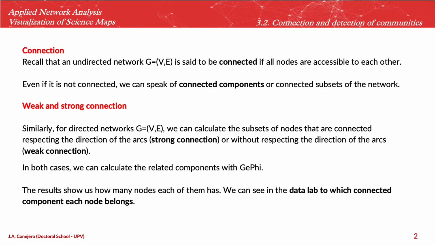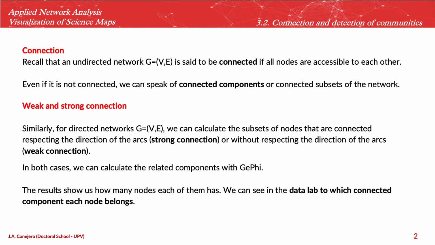But in many cases what we will have is that the network is not connected, but there are subsets of nodes which are connected. Each one of these subsets we call connected components or connected subsets of the network. These definitions were given for undirected graphs, but we can also set similar definitions for directed networks or directed graphs. We recall that there were two definitions.